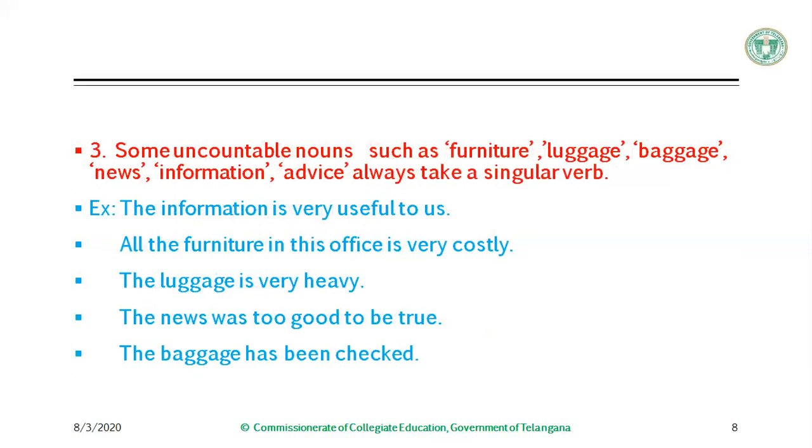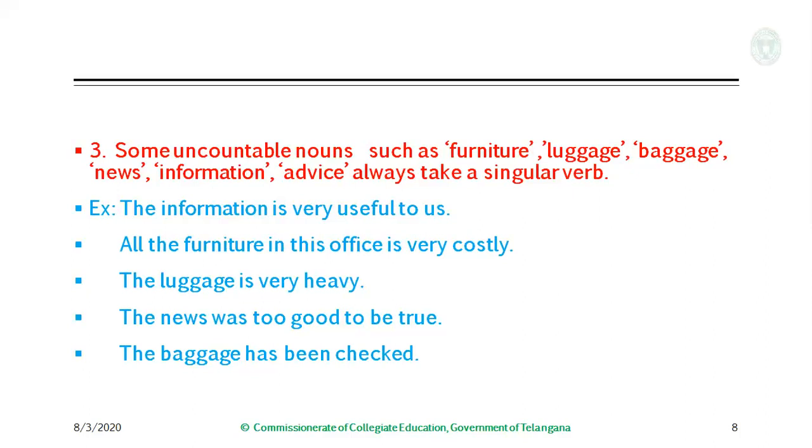Now let's go to the third rule. Some uncountable nouns such as furniture, luggage, baggage, news, information, advice always take a singular verb. What are uncountable nouns? That can't be counted in numerals. We cannot say one furniture, two furniture, three furniture like that. In the same way, one luggage, two luggage, three luggages like that. And you cannot say one advice, two advices, three advices. Here they are uncountable. They cannot be counted.